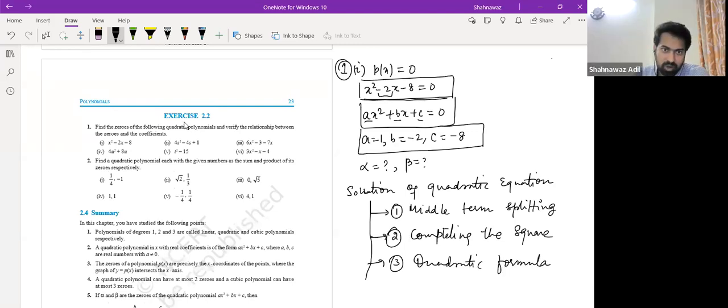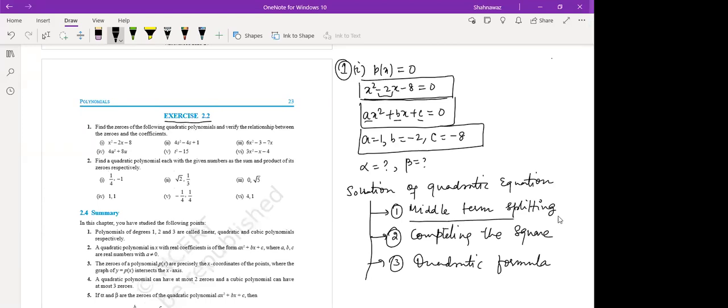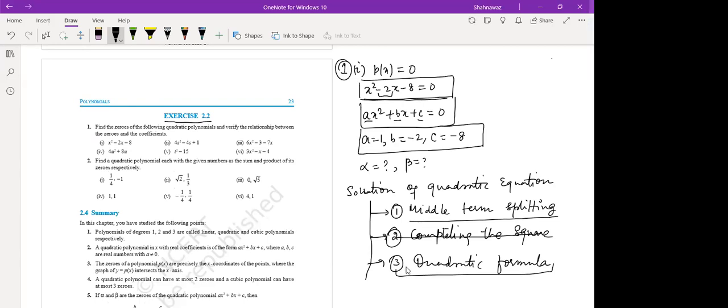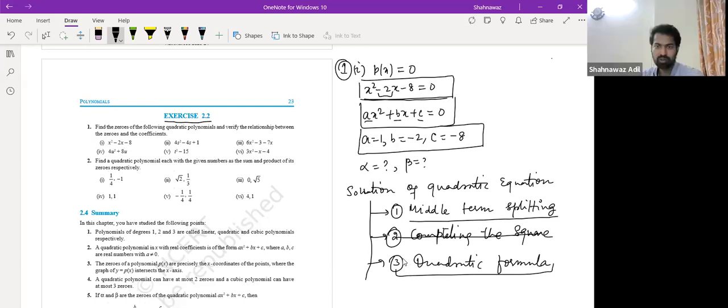From the point of view of this second exercise, only this one is needed. The others we will discuss in the quadratic equation chapter. They are not in this syllabus. We will use the middle term splitting method in the quadratic equation chapter.